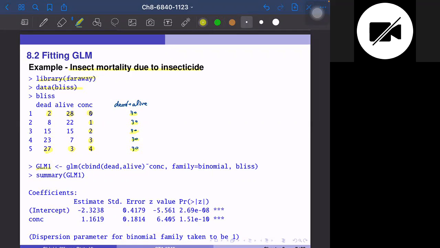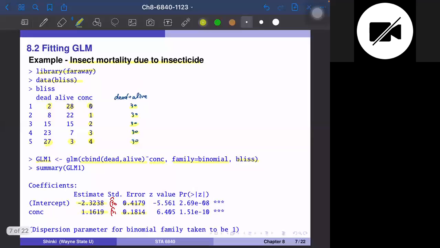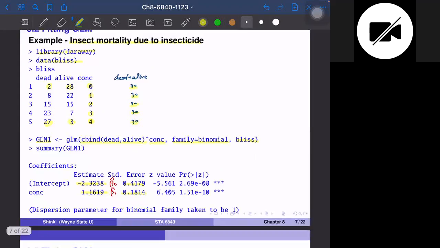Okay, so with the GLM function we fit this data, the concentration, with binomial regression, and the default is logistic regression, on the data BLISS. Then the estimates for beta naught hat and beta 1 hat are here, and the standard errors are here. So negative 2.32 and 1.16 are the estimates, and the standard errors are 0.42 and 0.18 respectively.